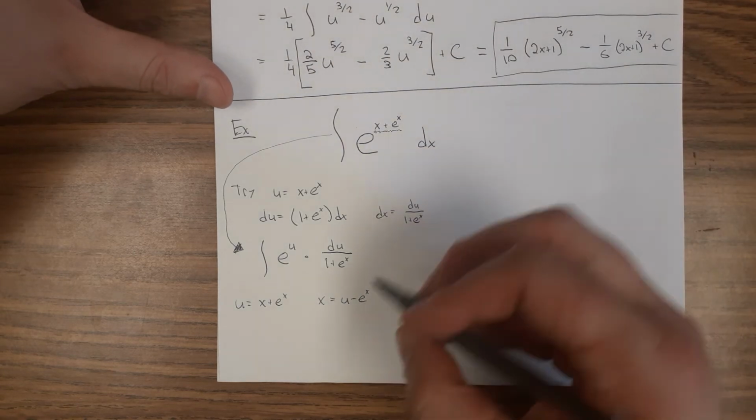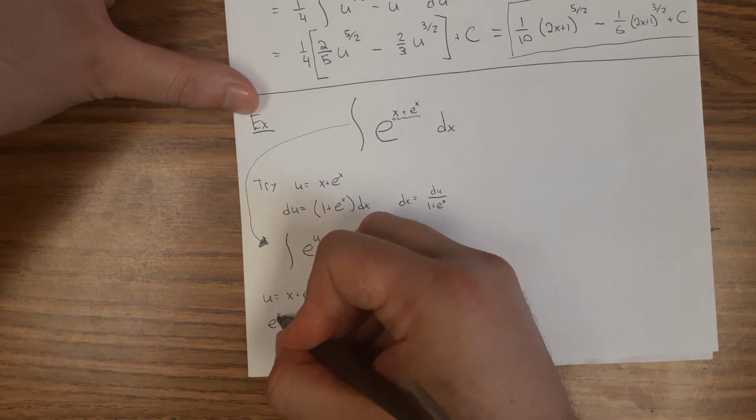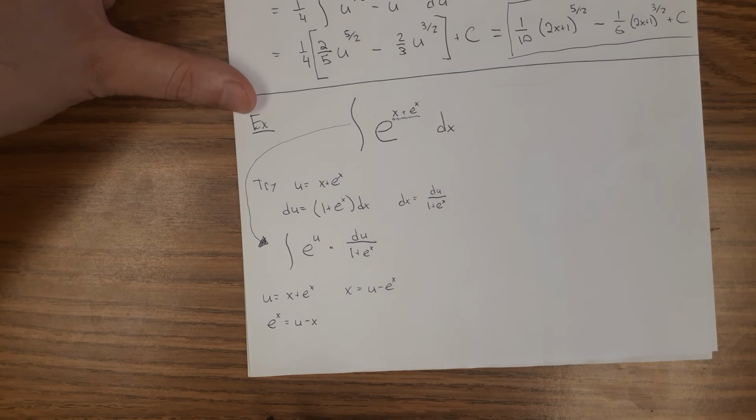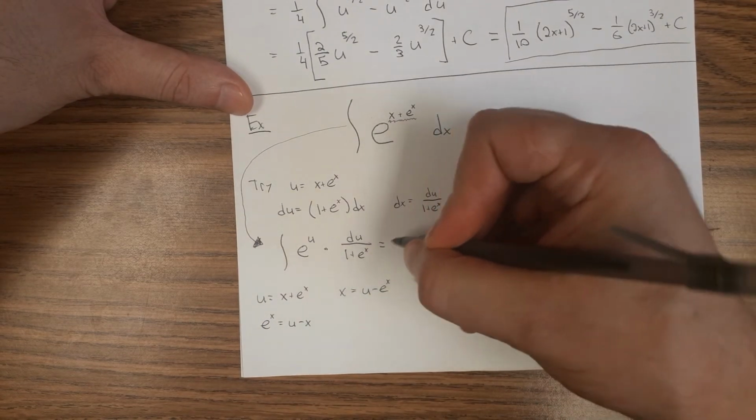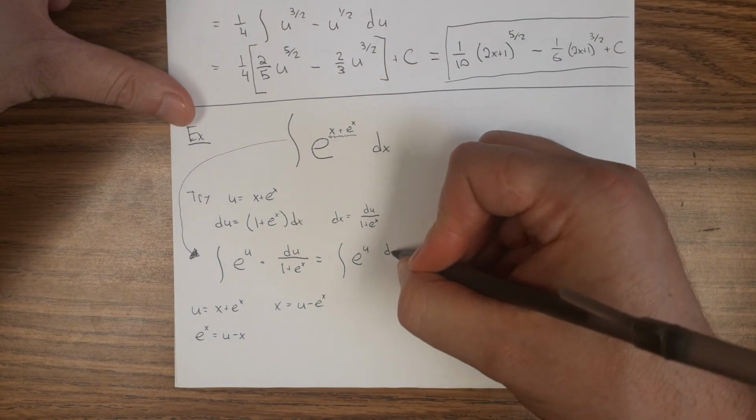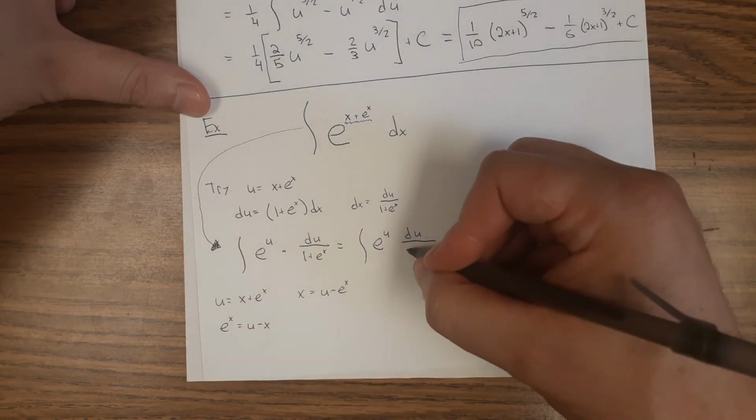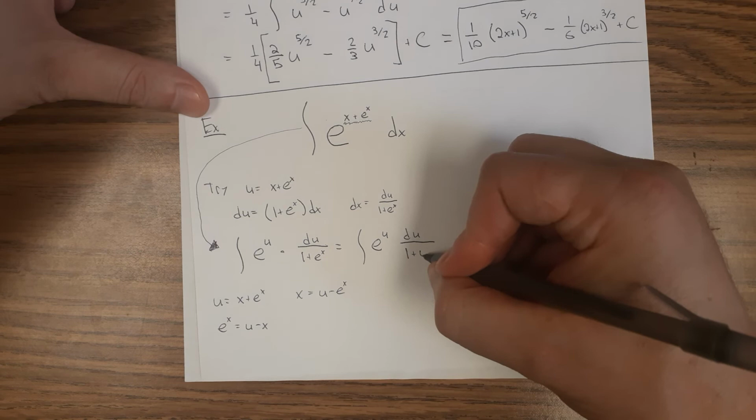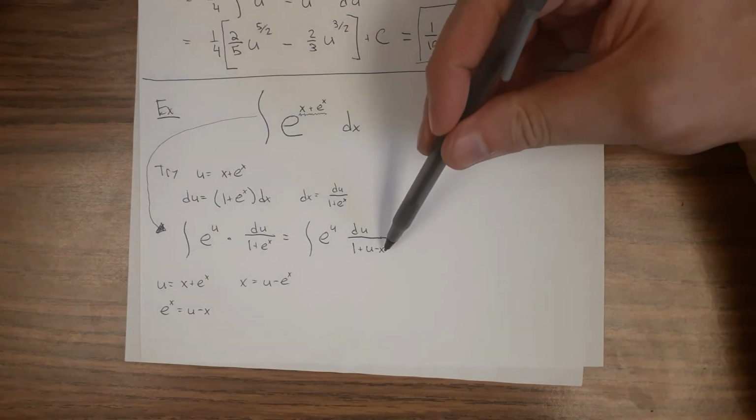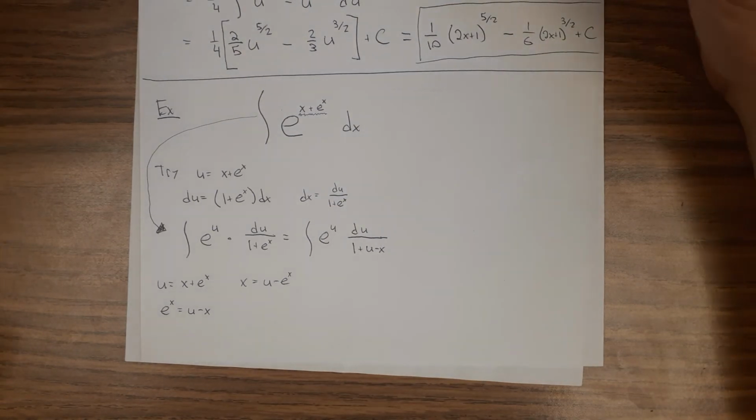I could do something else, like I could say e to the x is u minus x, like I just got the x over. But that's not really going to help either. I mean, I can write down what I would get, but I'm not really making any progress, right? All I'm going to do is replace e to the x with u minus x. And the problem is I still have x's in here. And now I'm kind of stuck.